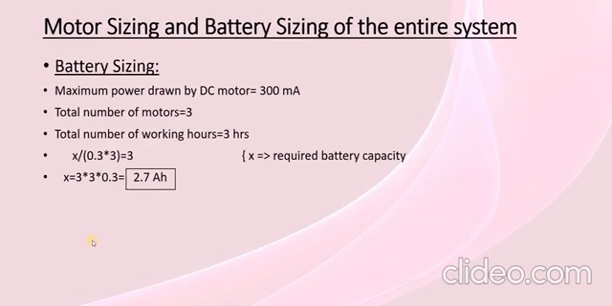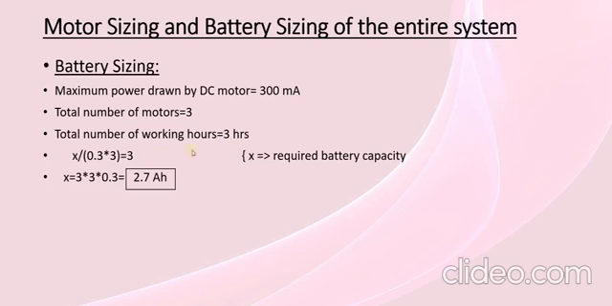Next is battery sizing. Here we are required to calculate the battery capacity required for our system. The maximum current drawn by the DC motor is 300 milliamperes. In this system, we are using a total of 3 motors. The total number of working hours is 3.